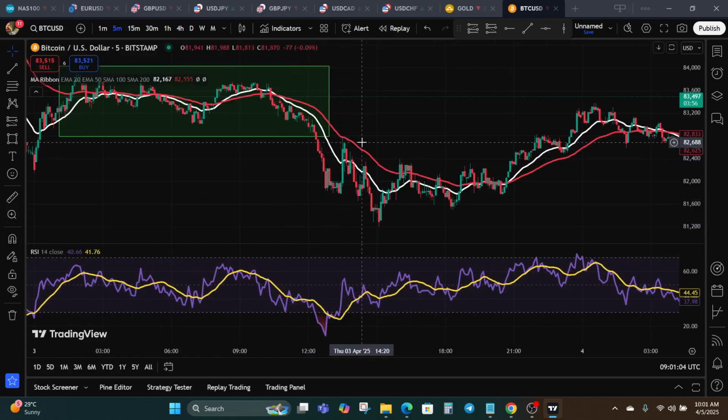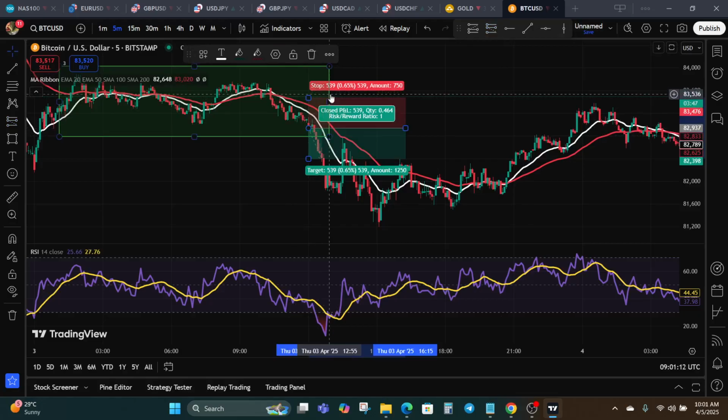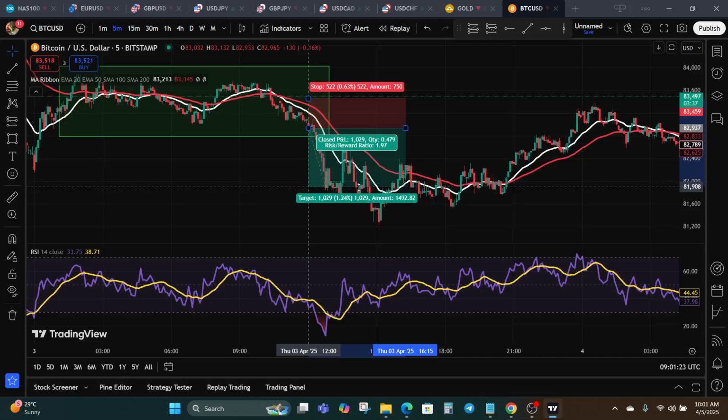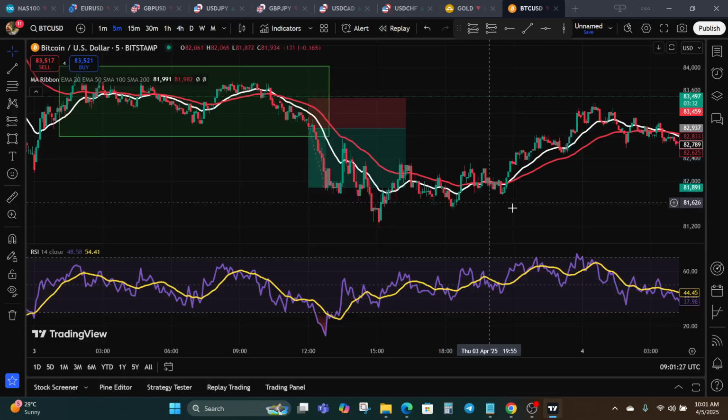Make sure that you enter right after the confirmation candle closes. If you get a sell confirmation, you can hop into your sell trade. Stop loss goes just above the recent swing high for a sell trade. Then your take profit can be a fixed risk to reward ratio like 1.5 or 2. If you get 1:1.5 or 1:2, you are good to go.